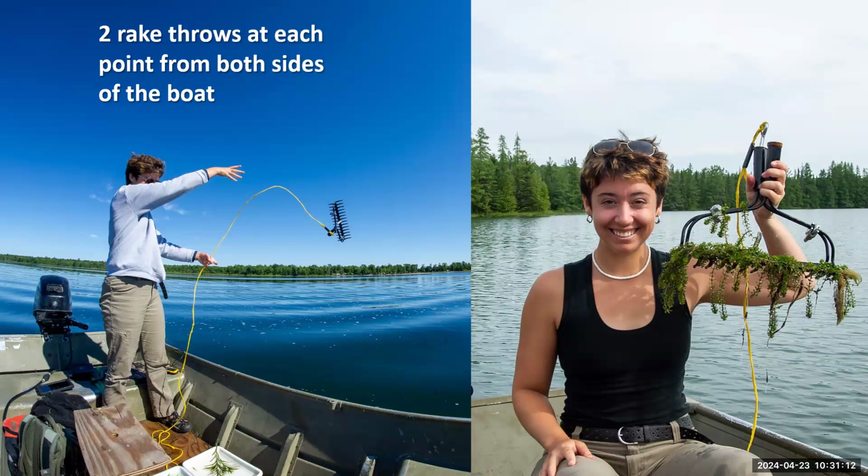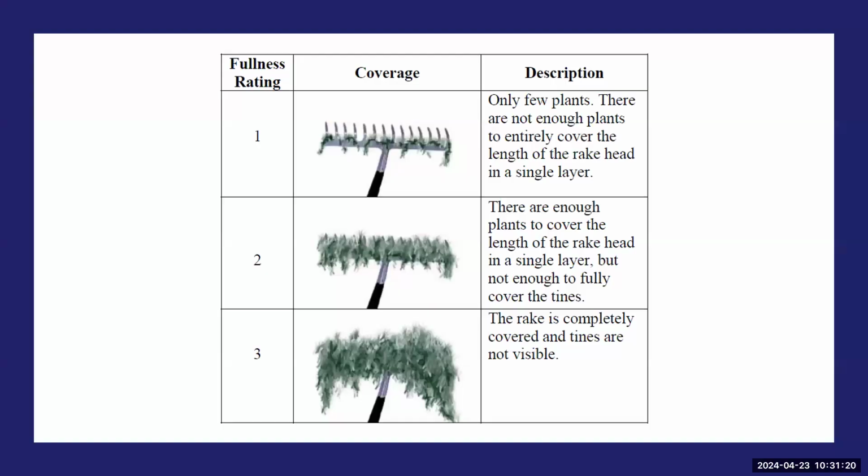We want to be timely when we complete our surveys. We want them in general to be done in 1 day. If we threw more than 2 rakes, that might not be possible. We also do abundance rakings. When we throw our rakes, here is the scale we use. We have 1, 2, 3. Number 1, basically only a few plants on that rake. Number 3, that rake is completely covered in macrophyte.